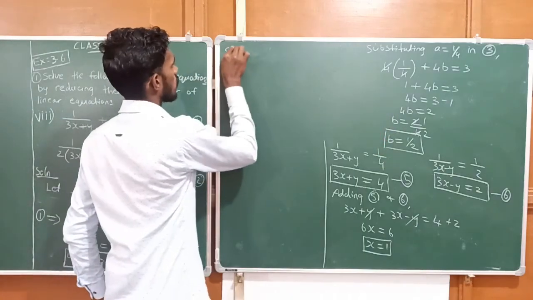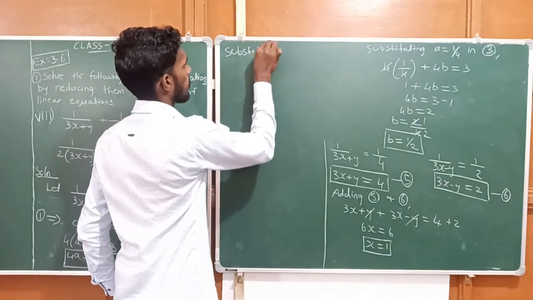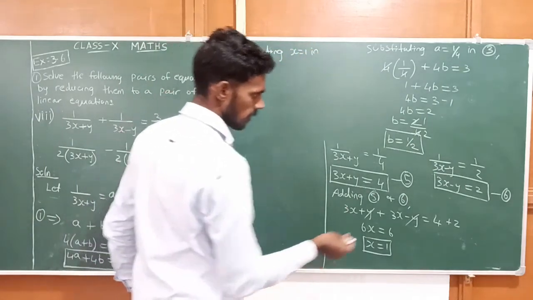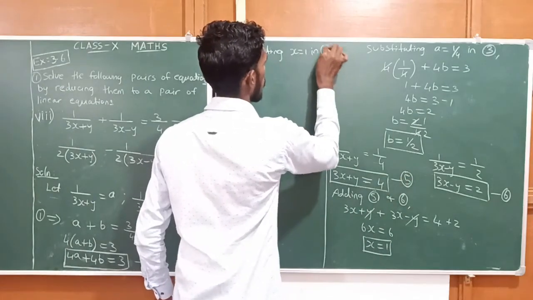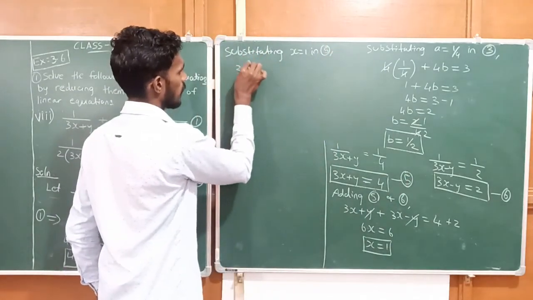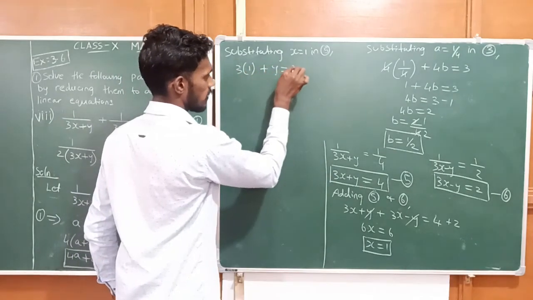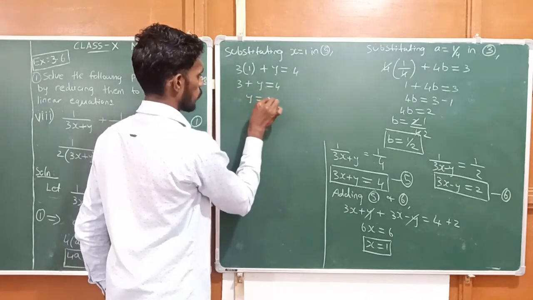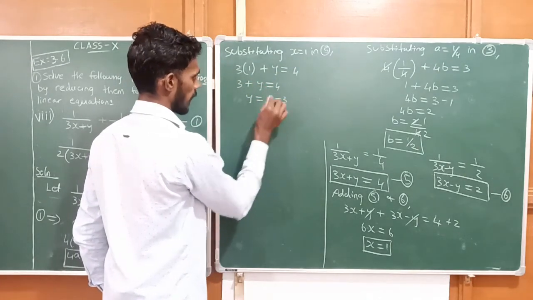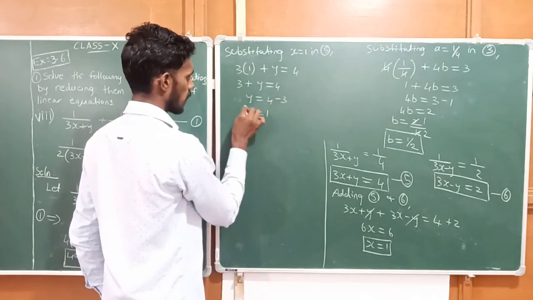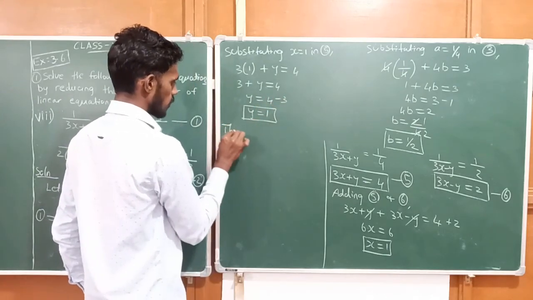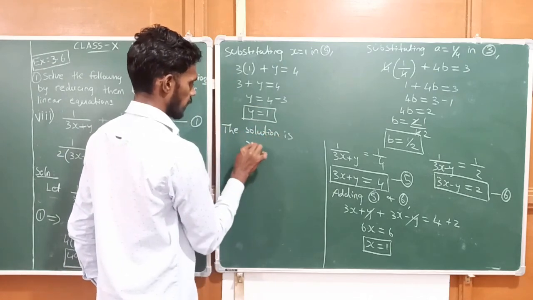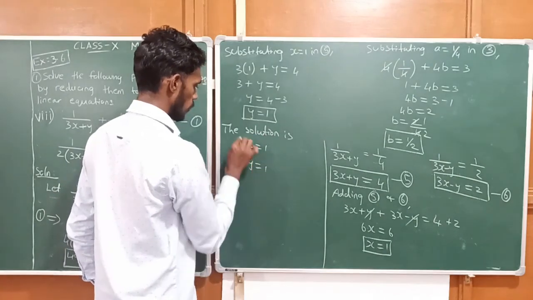Now substituting x is equal to 1 in equation number 5, we will be getting 3 into 1 plus y is equal to 4. So 3 plus y is equal to 4. When I take this 3 to right side, it becomes minus 3. So y is equal to 4 minus 3 gives 1. Thus the solution is x is equal to 1, y is equal to 1. Clear?